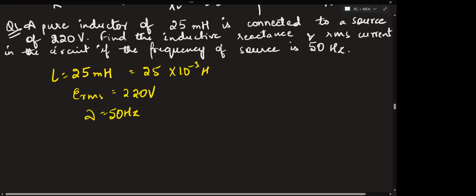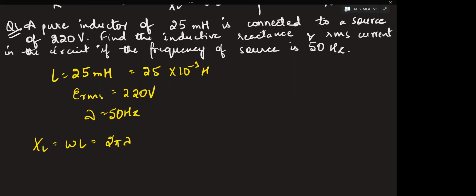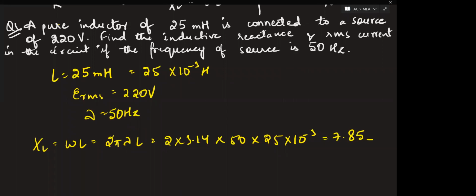Here you have to first find the inductive reactance. Inductive reactance XL is omega L. Omega is not given, so we'll convert it in terms of frequency: 2 pi nu L. 2 pi is 3.14 times frequency 50, L is 25 into 10 to the power minus 3. So 3 into 25, 7 something will come. Yes, 7.85. This is XL's value.